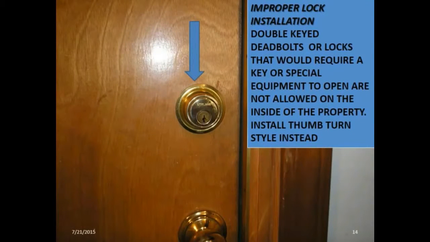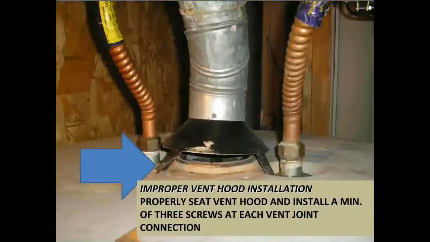Improper lock installation. Double-keyed deadbolts or locks that would require a key or special equipment to open are not allowed on the inside of the property. Install a thumb turnstile instead. Refer to the 2009 International Property Maintenance Code, Code 304.18.1, doors.